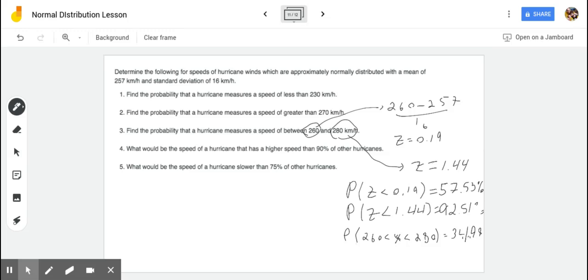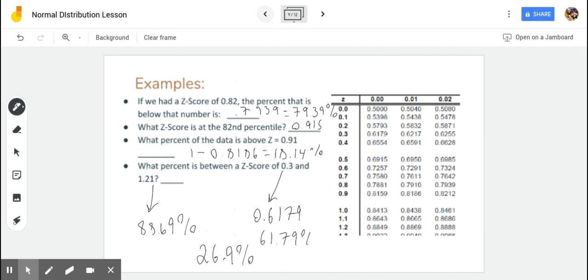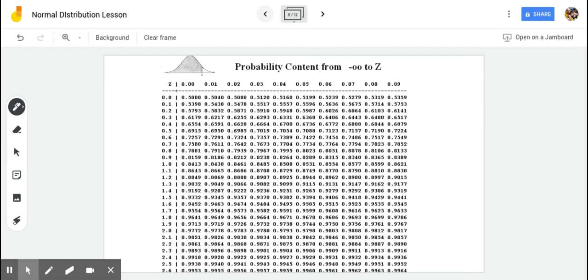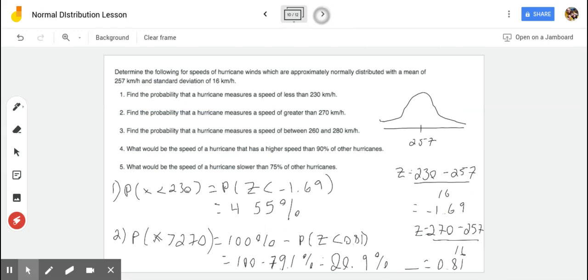But then the last questions are actually working backwards. So what's the hurricane speed that is higher than 90%? What we call that is the 90th percentile. And so what we do there is we first have to look up the z value for the 90th percentile. We can look up the chart and look for the closest number in here to 90%. The closest number I see is 0.8997, and so that would be 1.28. So a z value of 1.28.